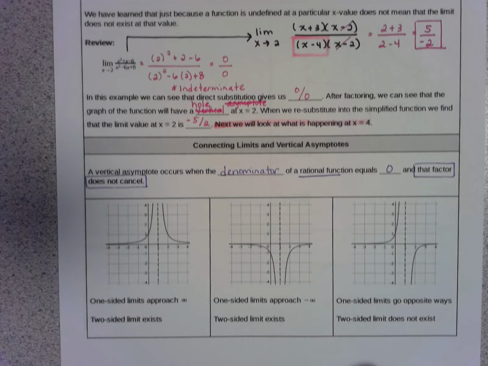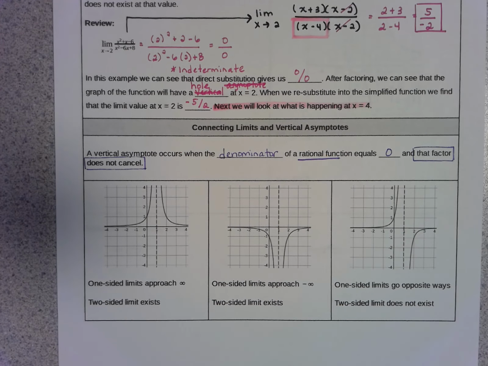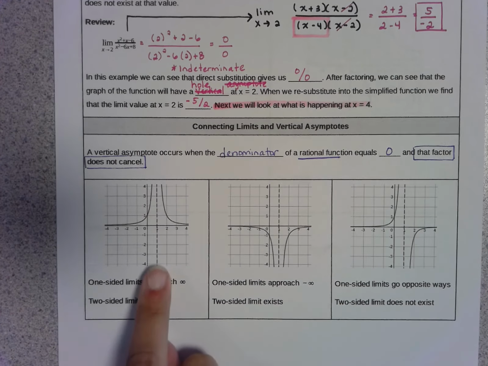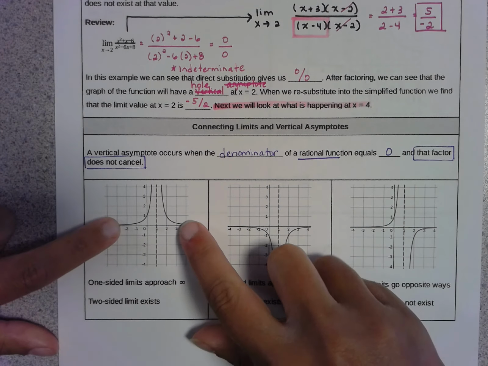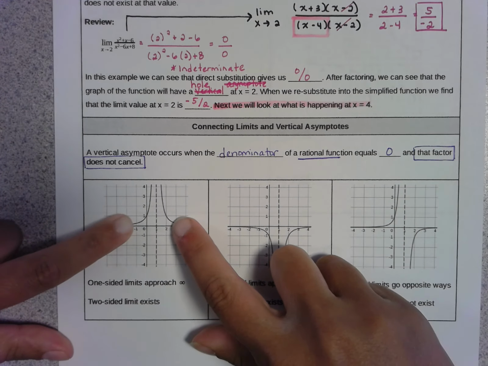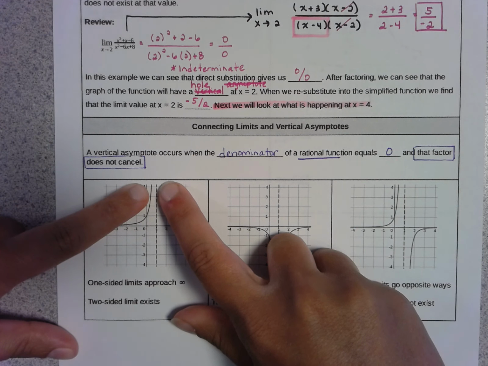Now there are 3 things that can happen surrounding a vertical asymptote. We could have a vertical asymptote like the one shown here, where the 2 sides of the graph as they approach the asymptote both head towards infinity.